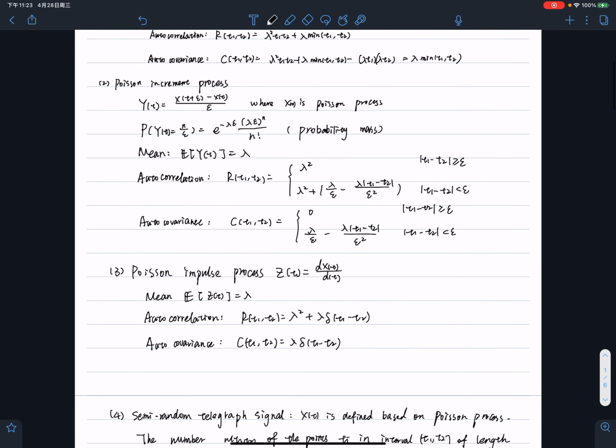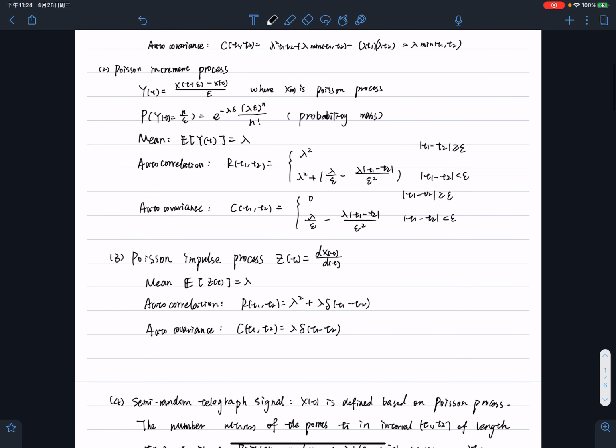So second, what is the Poisson increment process? It comes from the Poisson process. Assume that X(t) is a Poisson process, then Y(t) is equal to X(t plus epsilon) minus X(t), over epsilon. So it looks like the derivative. The probability mass for the Poisson increment process is shown here.